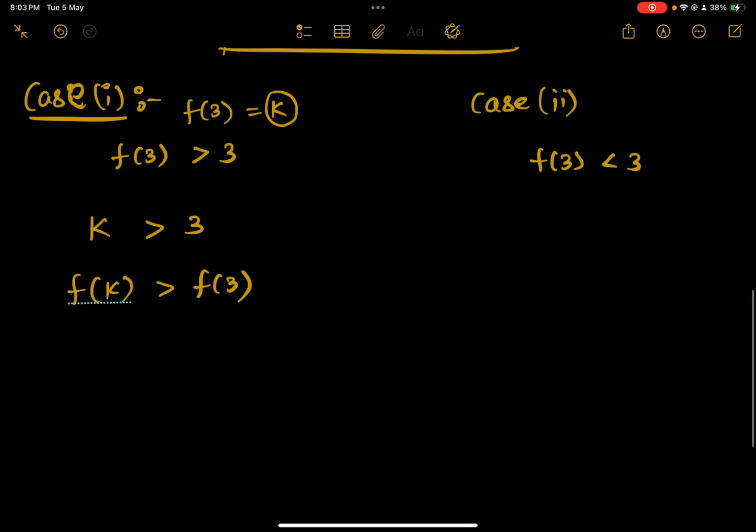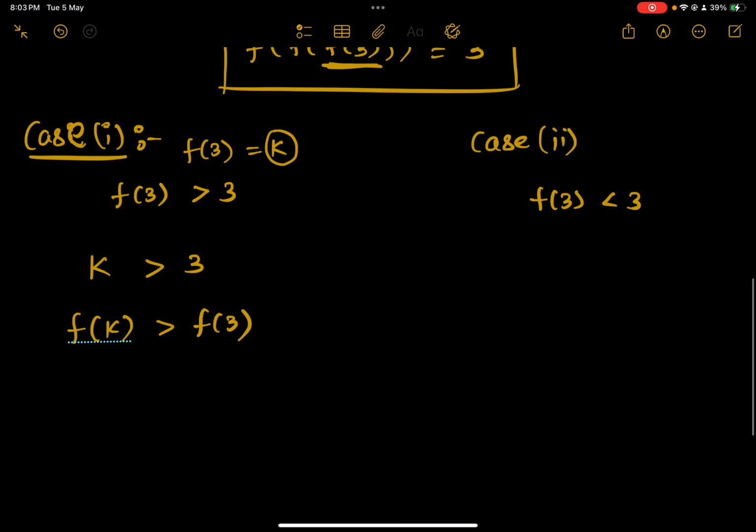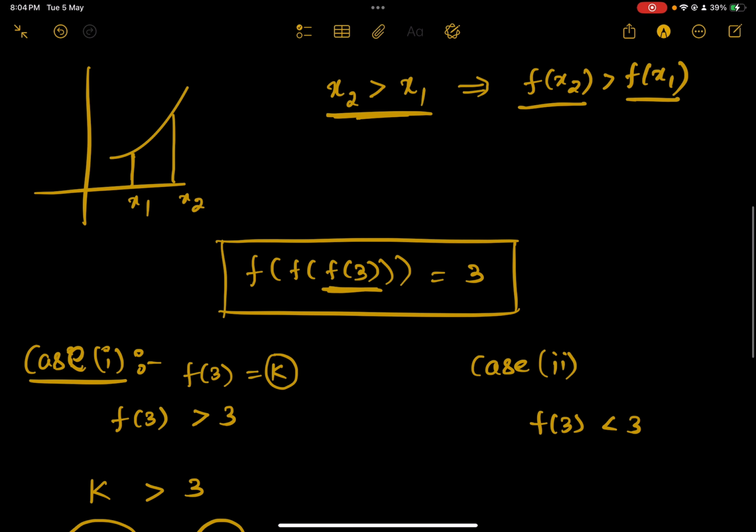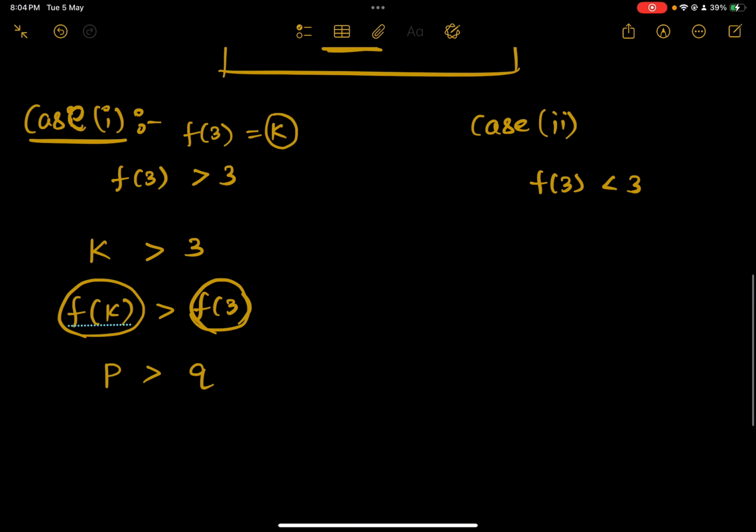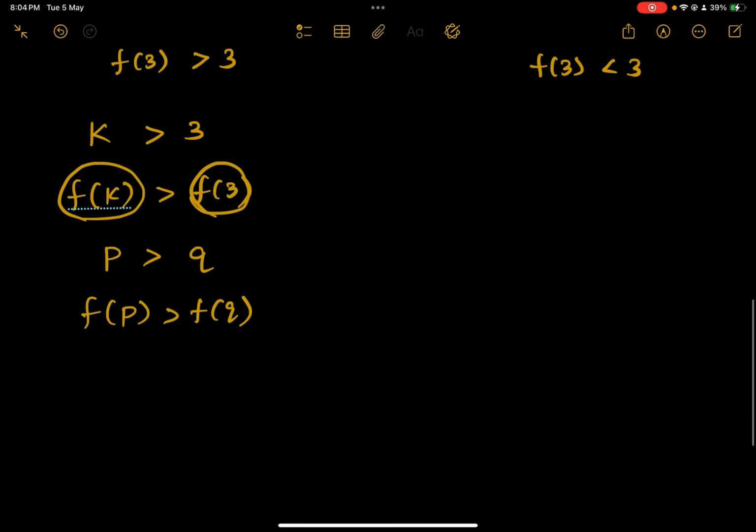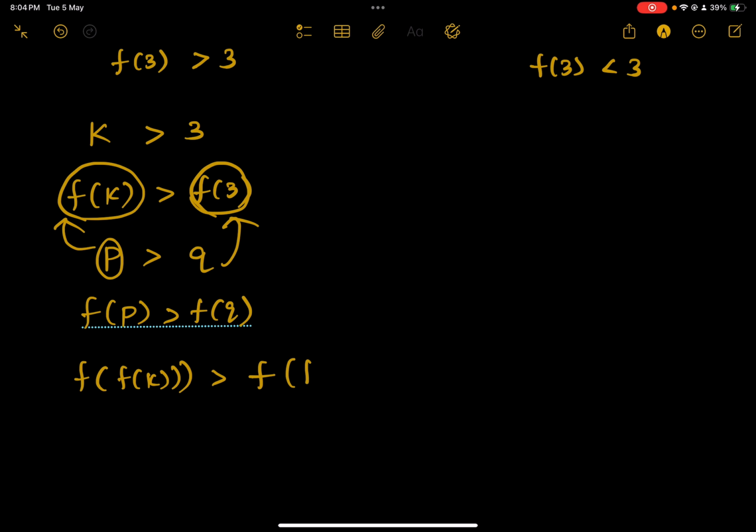Alright. Similarly, let this f of k be p and f of 3 be some q. According to this definition, if p is greater than q, f of p is greater than f of q, correct? f of p is greater than f of q. Alright. So now f of p, what is p? p is nothing but f of k. f of k is greater than f of q. What is q? q is nothing but f of 3. Alright.